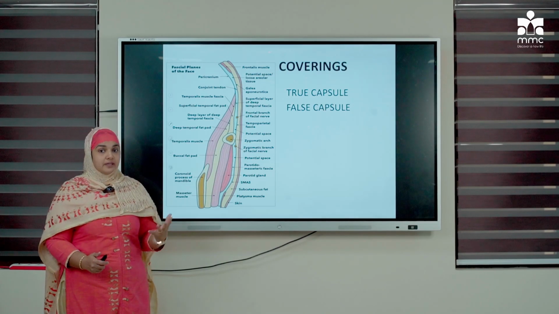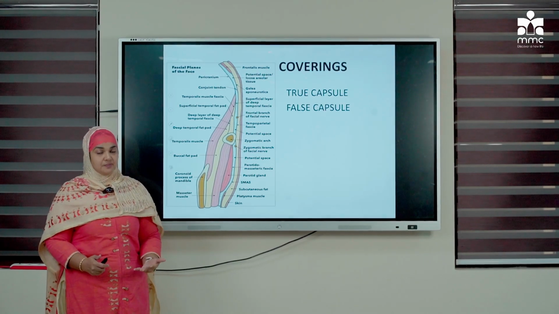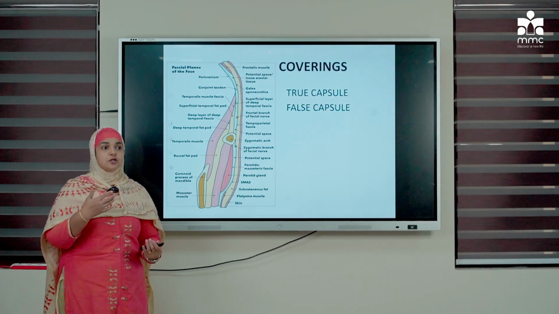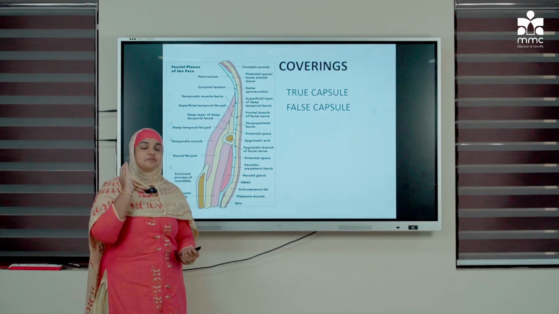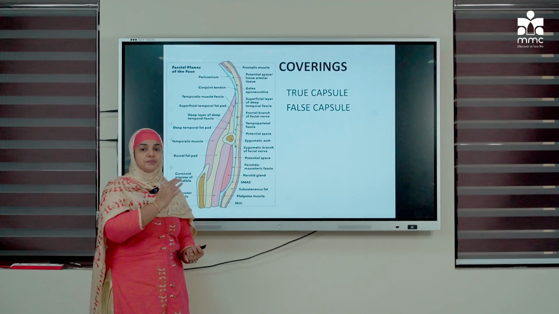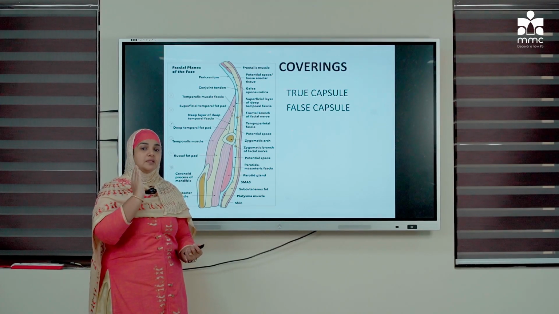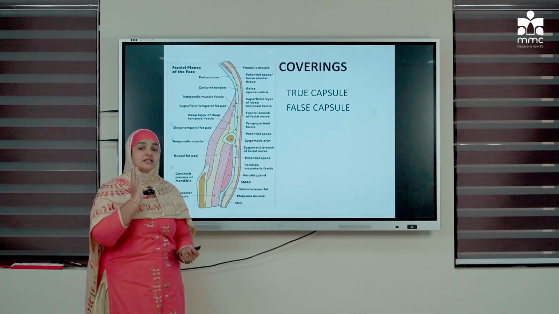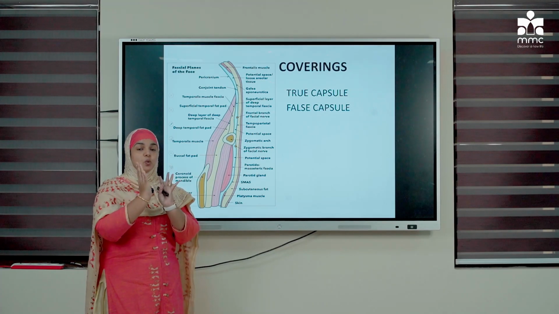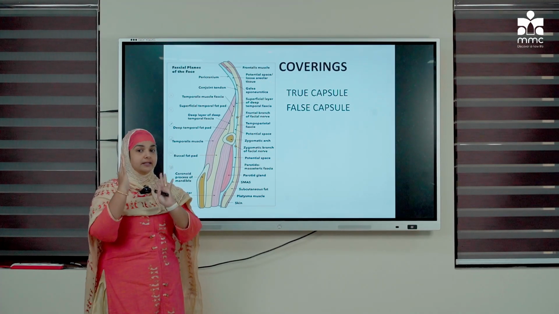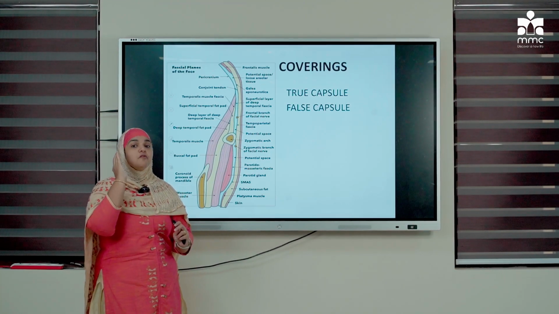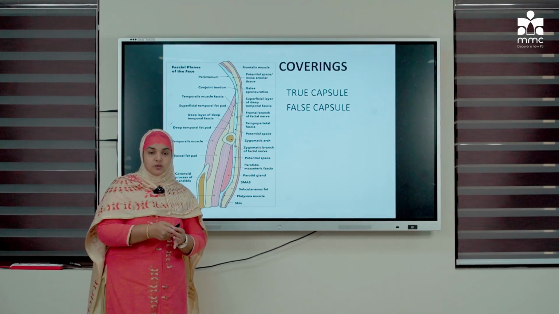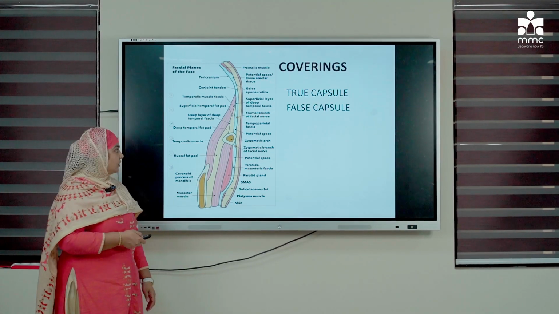So we have heard about the investing layer of deep fascia. How does the investing layer of deep fascia enter into the face? Usually the investing layer of deep fascia stops at the level of the mandible, but posteriorly, from the angle of the mandible, the investing layer of deep fascia splits into two: a superficial lamella and a deep lamella. So this superficial lamella is what is forming the false capsule. So what is this false capsule called?